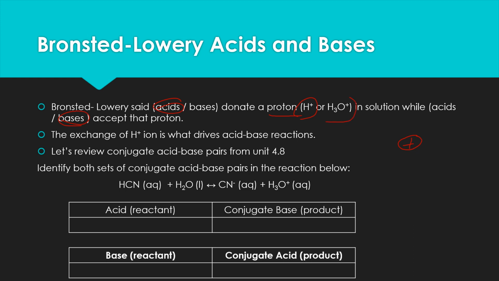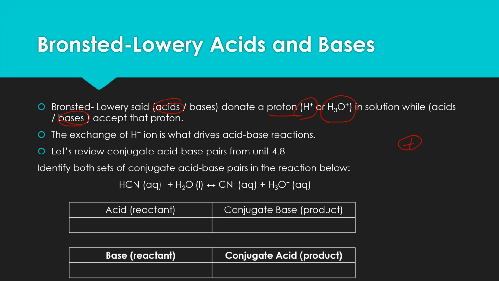We can also see H3O+. So we're going to see where that comes from as we go, but basically if a proton or a hydrogen ion is produced by an acid, it can join with water in solution and become H3O+. So if we add a hydrogen ion to water, we get hydronium ion. So this exchange of hydrogen ions is what drives acid-base reactions. That exchange is what we're going to be looking at throughout this unit.